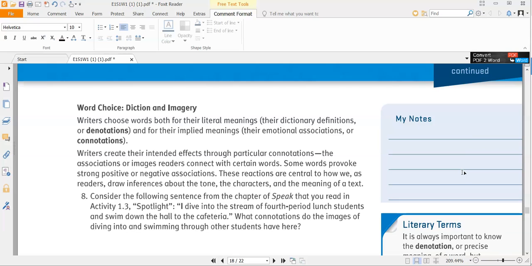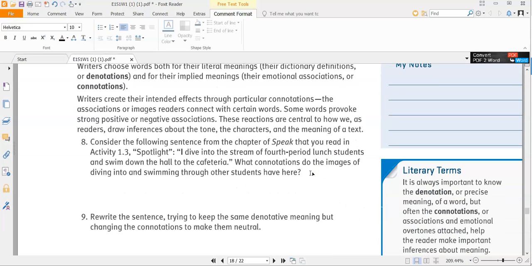"I dive into the stream of 4th period lunch students and swim down the hall to the cafeteria." So what connotation do the images of diving into and swimming through other students have here? So you're looking for what kind of feelings are associated with those words.